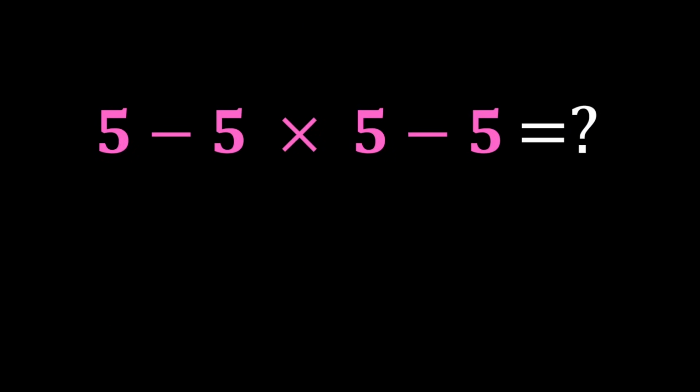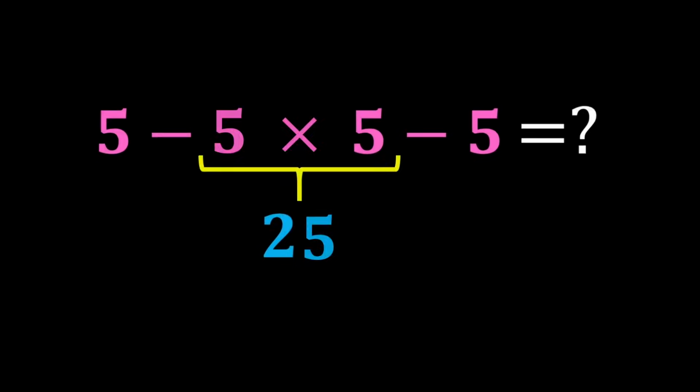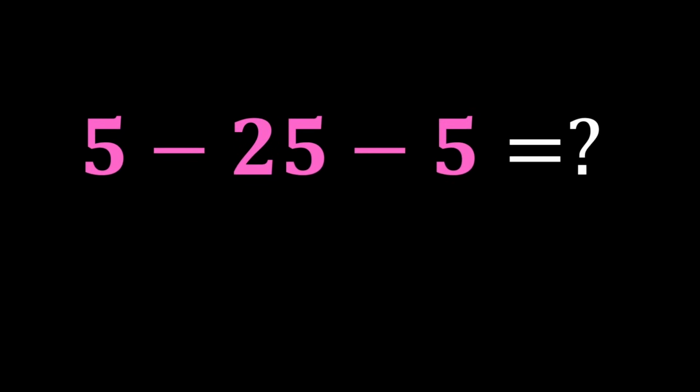In this expression, we have both subtraction and multiplication. Since multiplication has a higher priority than subtraction, we perform the multiplication first. 5 multiplied by 5 gives us 25. The expression then becomes 5 minus 25 minus 5.